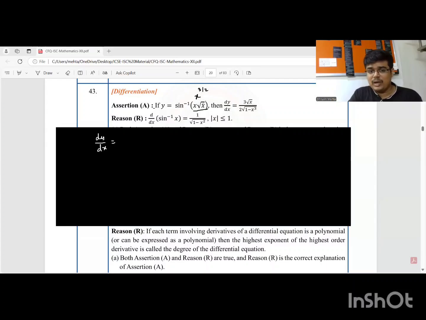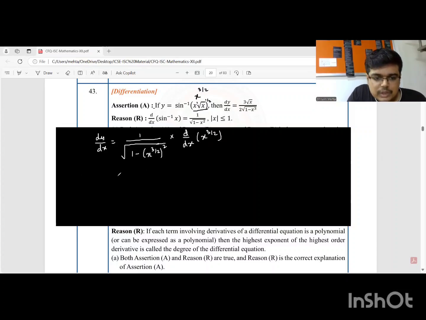It is x raised to 1 into x raised to half. When you add 1 and half, that is basically 3 by 2. So when you take the derivative, this will be 1 upon root of 1 minus, we have x raised to 3 by 2, the whole square, into, use chain rule and take the derivative of x raised to 3 by 2. You keep solving this, students. This will be 1 upon root of 1 minus x cube into, this is 3 by 2, x raised to 3 by 2 minus 1 is x raised to half, which is root x. So the assertion is true. The derivative that they have given is correct.